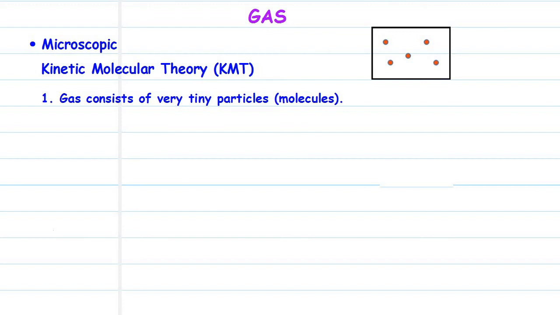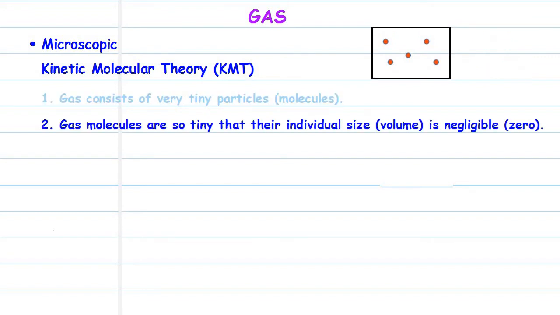The rectangular box here represents a gas container, and the red circles here represent gas molecules or atoms. If these red circles are helium, neon, or argon, they will be considered gas atoms or monoatomic molecules. But if they are oxygen, nitrogen gas, or ozone, these are polyatomic molecules of gas.